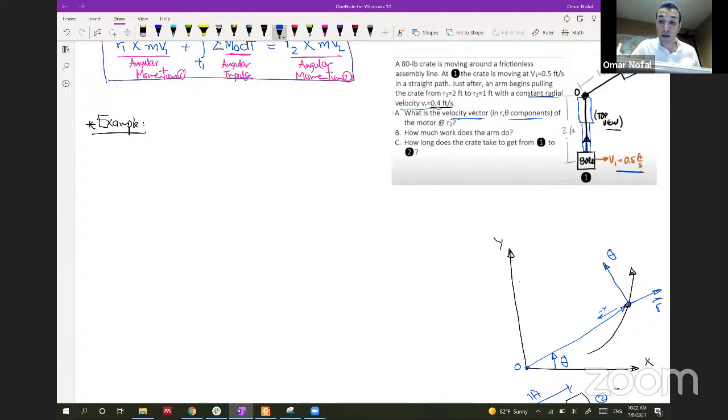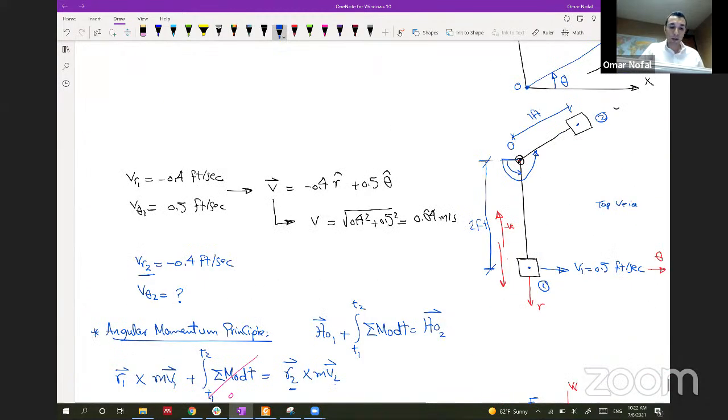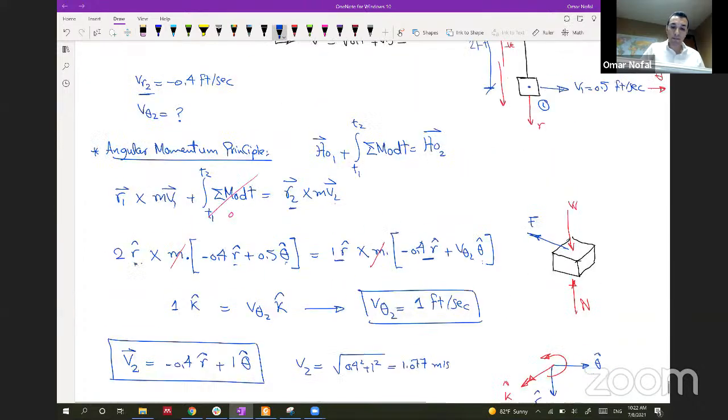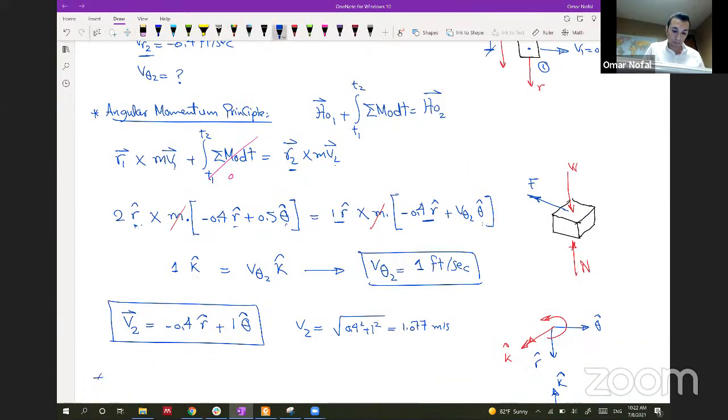So you have a motor that does work on this body to move it from position 1 to position 2, and it changed the velocity from V1 to V2. The second requirement is: how much work does the arm do? We need to know how much work the arm does to move this crate from position 1 to position 2. So we will have to move to work and energy.